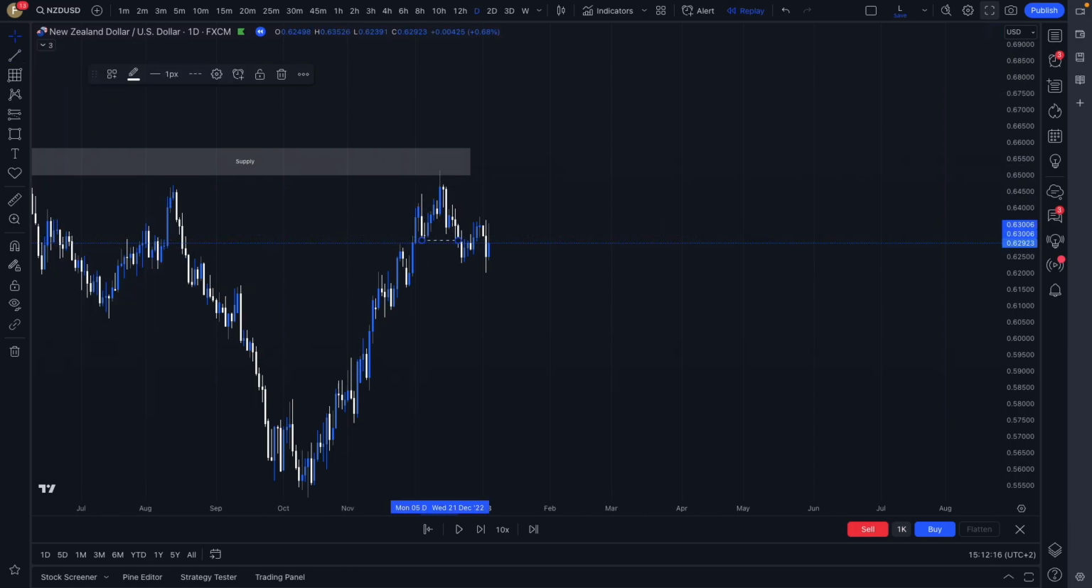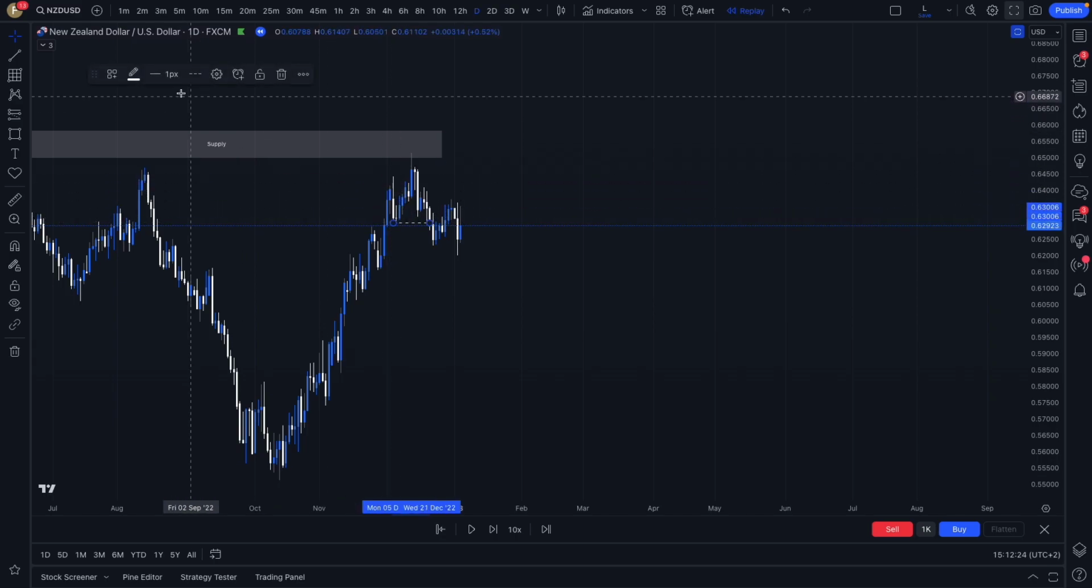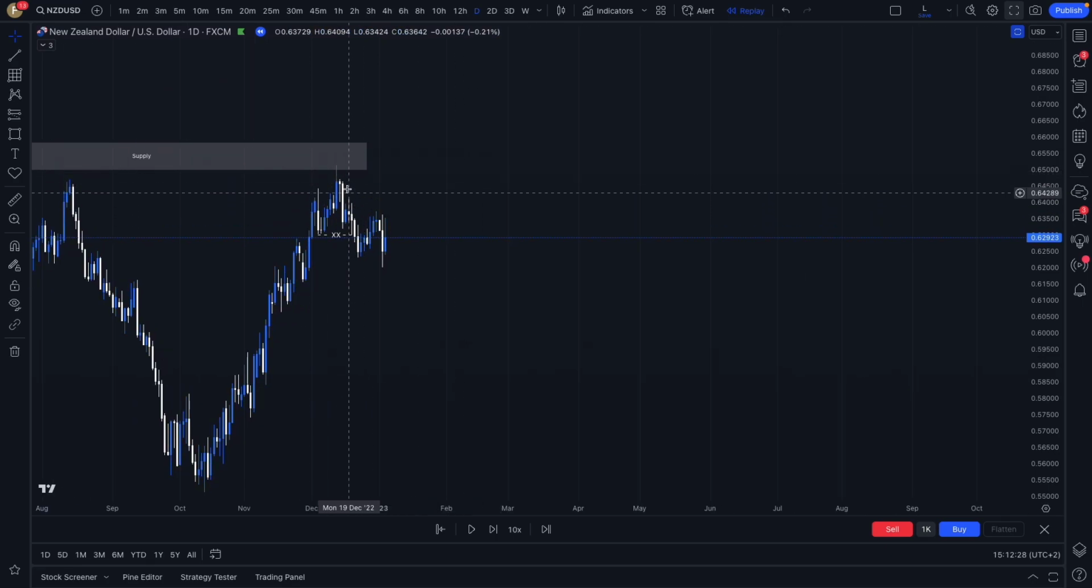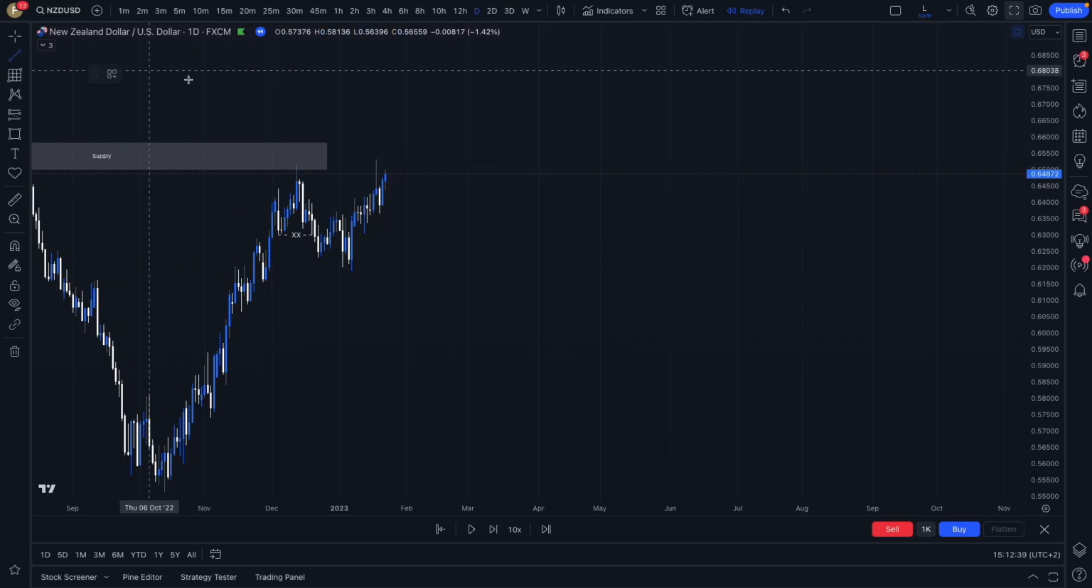Then is this a change of character? No, it is not, because we don't see 3 consecutive bearish candles. It's only 2. So this right here is invalid. So are we now going to short from this daily supply zone? No, we're not. We're just going to sit and wait, because what we see happening after is the high being liquidated.